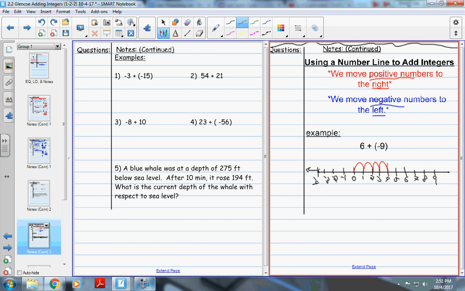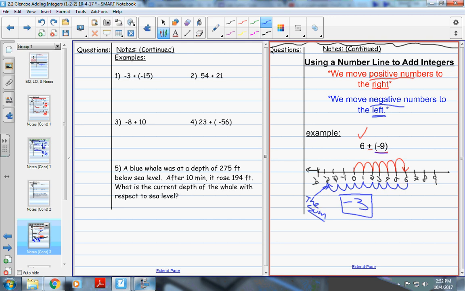3, 4, 5, 6. Okay, so we got to 6. We've done this part. Now we need to add negative 9. Well, since it's a negative 9, that means we're going to be moving to the left from the number 6, 9 times. 1, 2, 3, 4, 5, 6, 7, 8, 9. So the answer to our problem using this strategy is negative 3. Where we end up at the end is the sum of the 2 numbers. So our answer using this strategy is negative 3.